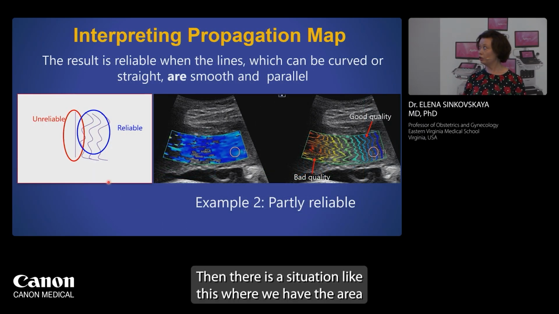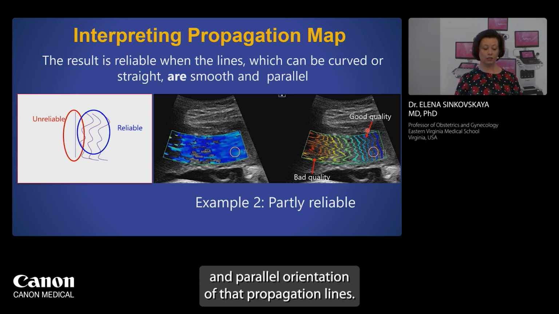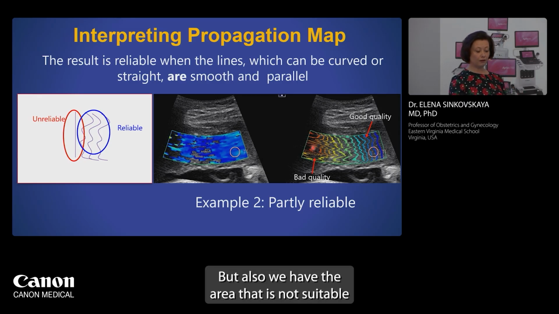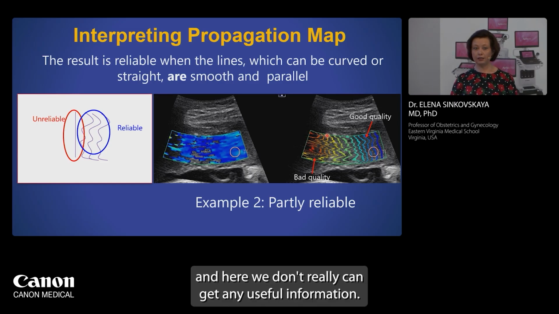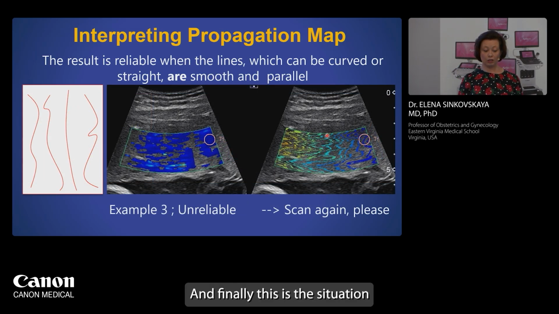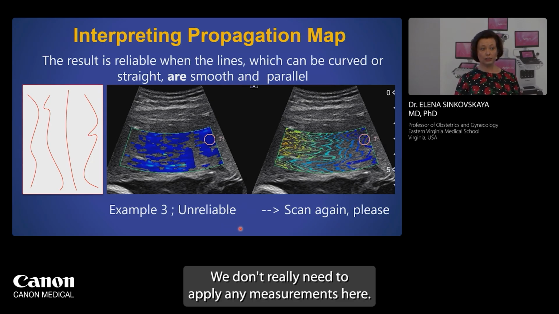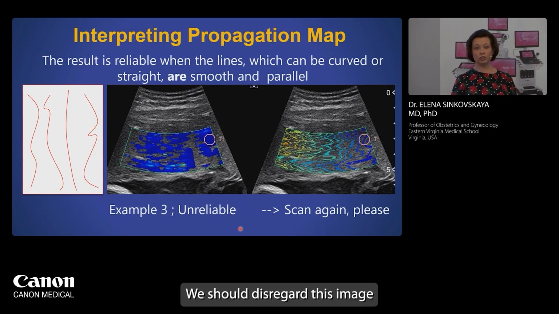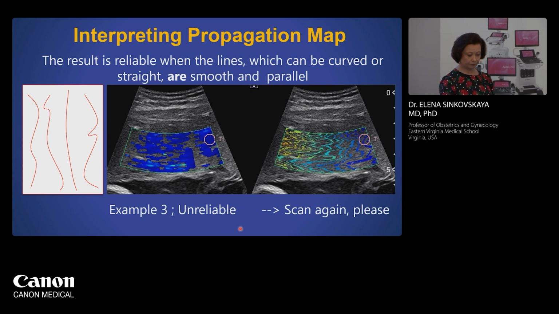Then there is a situation like this, where we have an area that has a good quality, presented here, so we can see the smooth and parallel orientation of the propagation lines. But we also have an area that is not suitable for any measurements because the lines are chaotic, and here we can't get any useful information. And finally, this is a situation where the measurement in the image is not reliable. We don't need to apply any measurements here. We should disregard this image, scan again and start again.